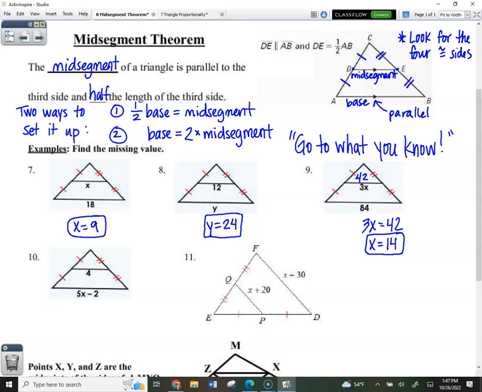Make sure everything I write, you write. There's some stuff missing. Number 10. Go to what you know. You know the mid is 4. So then the base would be 8. And that's what you set it equal to.